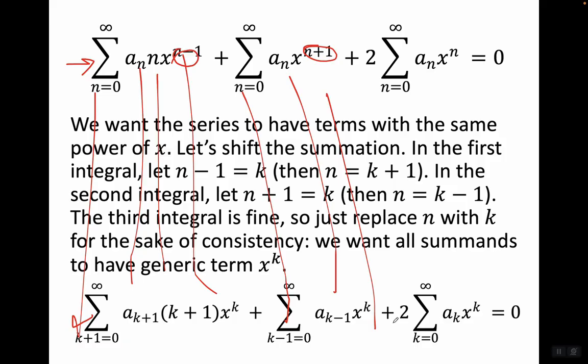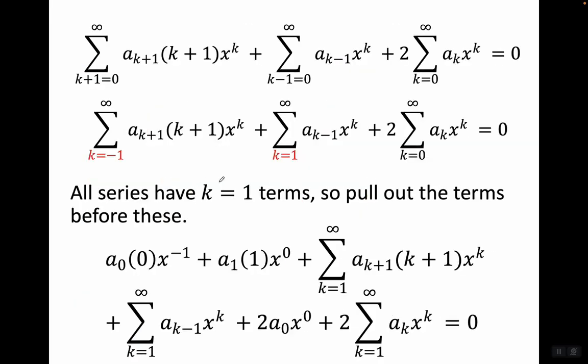Okay, awesome. So this was the series from the previous slide. Let's rewrite this. Instead of k plus 1 equals 0, we could rewrite it as k equals negative 1. Instead of k minus 1 equals 0, let's just write it as k equals 1. Now, all these series have k equals 1 terms. Everything's fine from k equals 1 onward, but we need to pull out the terms before these. Notice this one begins at negative 1, k equals negative 1.